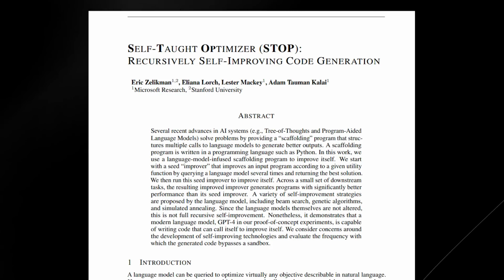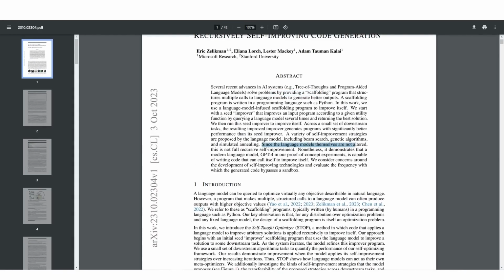And of course, it solves problems by providing different structures in order to generate better outputs. It does talk about how, since the language models themselves are not altered, this is not full recursive self-improvement. Nonetheless, it demonstrates that a modern language model, GPT-4 in our proof of concept experiments, is capable of writing code that can call itself to improve itself. And then, of course, we consider concerns around the development of self-improving technologies and evaluate the frequency with which generated code bypasses a sandbox. So essentially, they're talking about how the code they create leaves the sandbox that it's not supposed to leave.